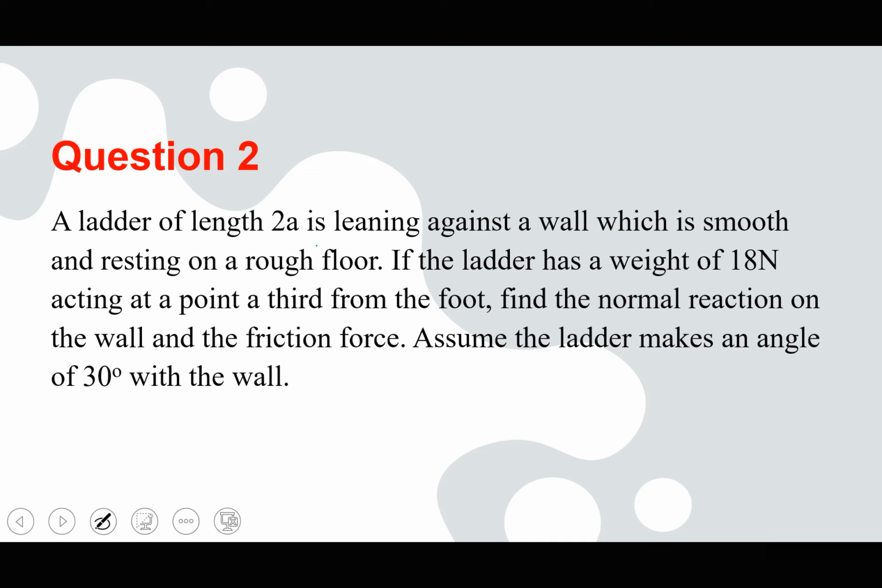A ladder of length 2A is leaning against a wall which is smooth. So the wall is smooth. I can sketch this here. So the wall is smooth, so I'll draw the ladder.